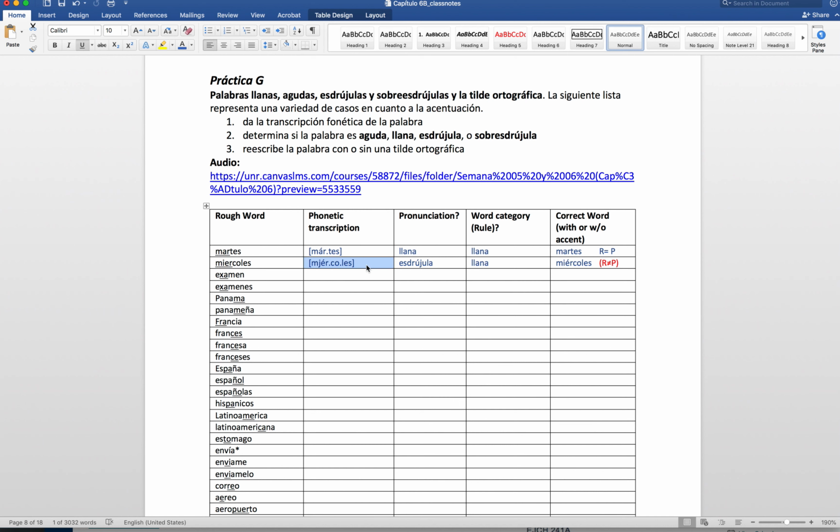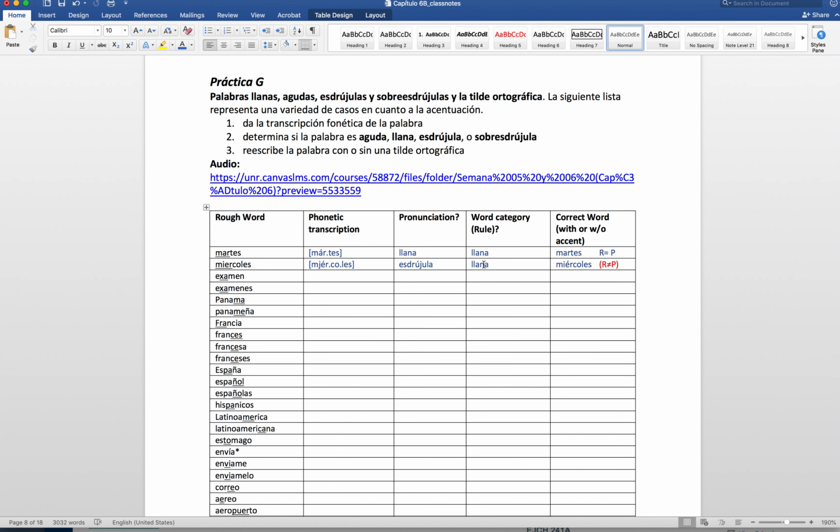I've transcribed it to show where the stress falls, following those rules in chapters 1 and 2, and you will see that it is pronounced as an esdrújula. It's very important that you review those rules so that you syllabify correctly. What does the word say? What does the rule say about this word? Well, the rule says if it ends with an S, it's going to be a llana. So I write llana here.